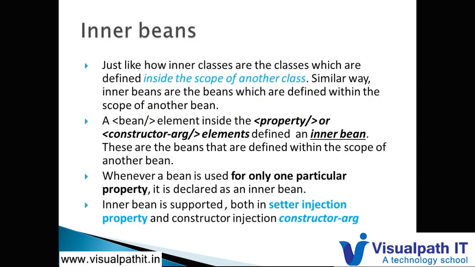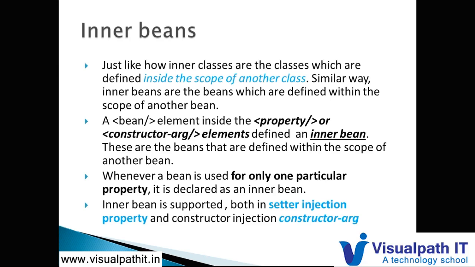Next comes the inner beans. Like how we have inner classes, a class within the scope of another class, in a similar way we have the inner beans concept. These inner beans are the beans that are defined within the scope of another bean. Whenever a bean is used for only one particular property, it is declared as an inner bean. Inner beans are supported with both the setter injection property and the constructor-arg property as well.